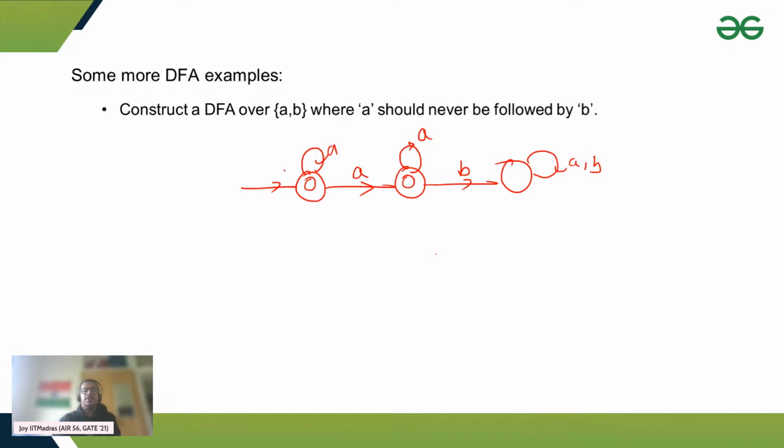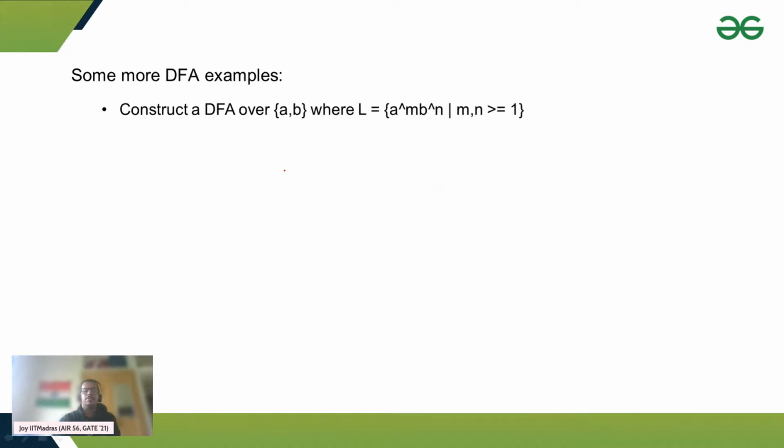Okay, great. Let's move forward with the next example. Construct a DFA over {a, b} where all the As should come first. This is like a to the power n, b to the power n. It means all the As should come first, and after that all the Bs will come, and the number of As and Bs should each be greater than or equal to 1.